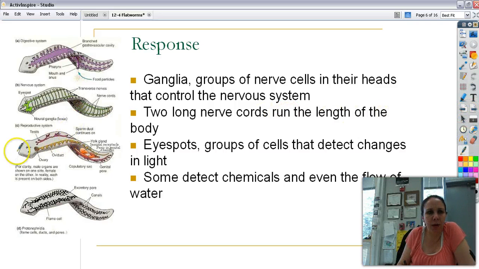They also have eyespots, which you can see here and here, which gives them a kind of little cross-eyed look to them. They're kind of cute.